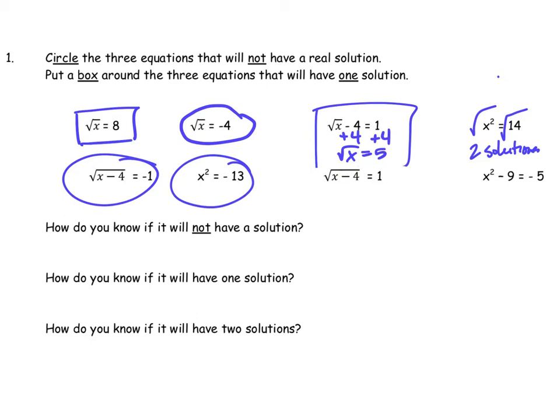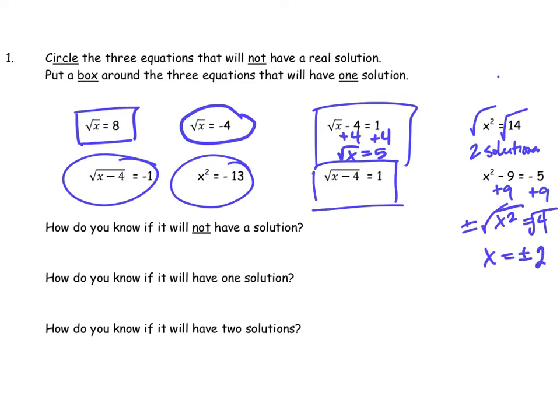Square root of x minus 4 equals 1. That will have one solution because it's a square root equaling a positive. And the last one, if I add 9 to both sides, I have x squared equals 4. That one is going to have two solutions because when I square root both sides, it's a really nice square root, I get x equals positive or negative 2.